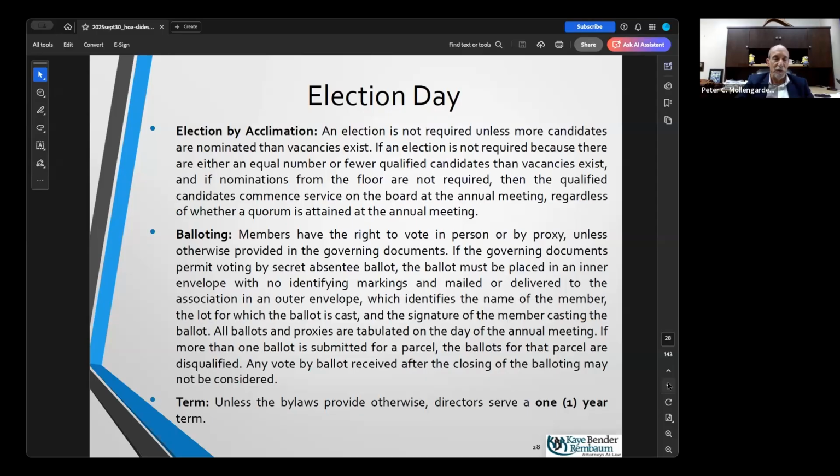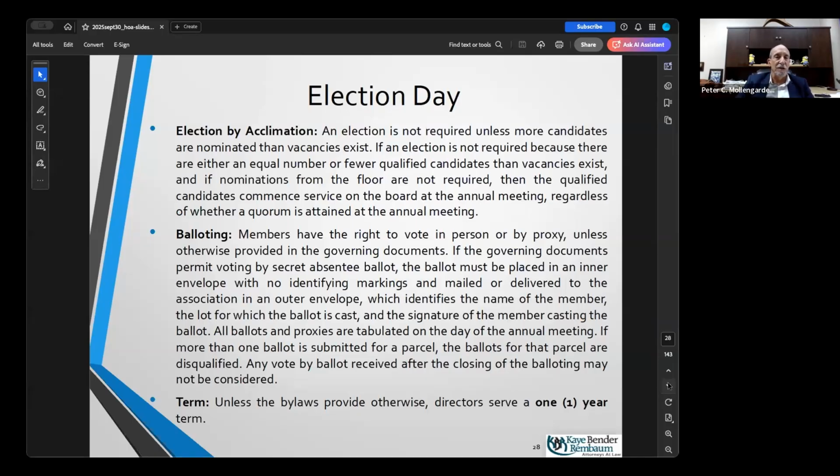If there's the same or fewer number of candidates and nominations from the floor are not required, then those candidates are automatically elected, even if there's not a quorum at the election annual meeting. Balloting. Again, members have the right to vote in person or by proxy unless otherwise provided in the governing documents.